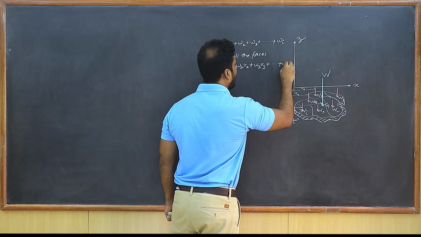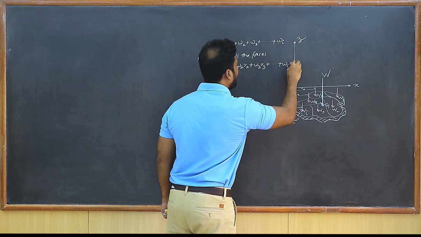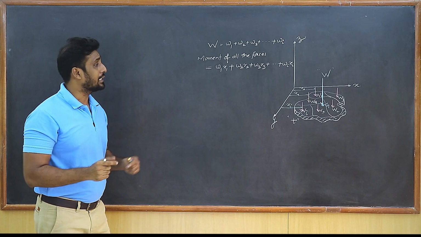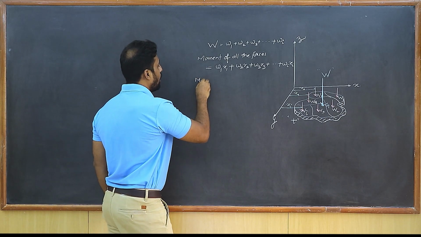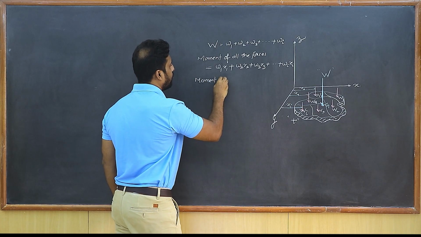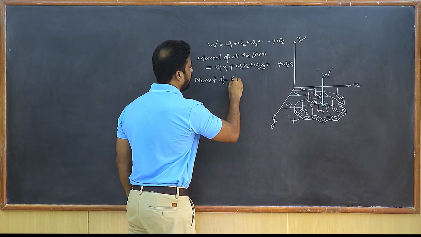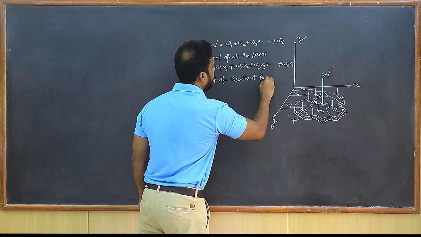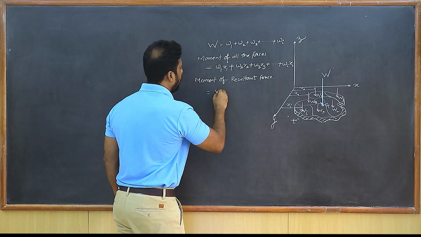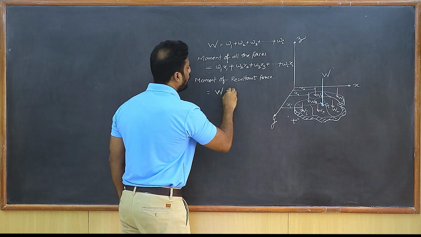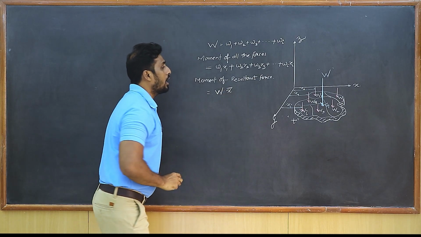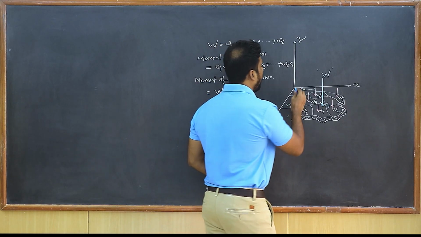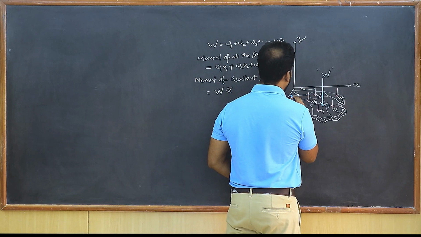I can keep on continuing till Wi into xi. So this is nothing but the sum of moments of all the forces. Likewise, students, I can say moment of the resultant force, which is the resultant weight W, is going to be the weight of the entire body into x bar, where x bar is nothing but the distance of the centroid.